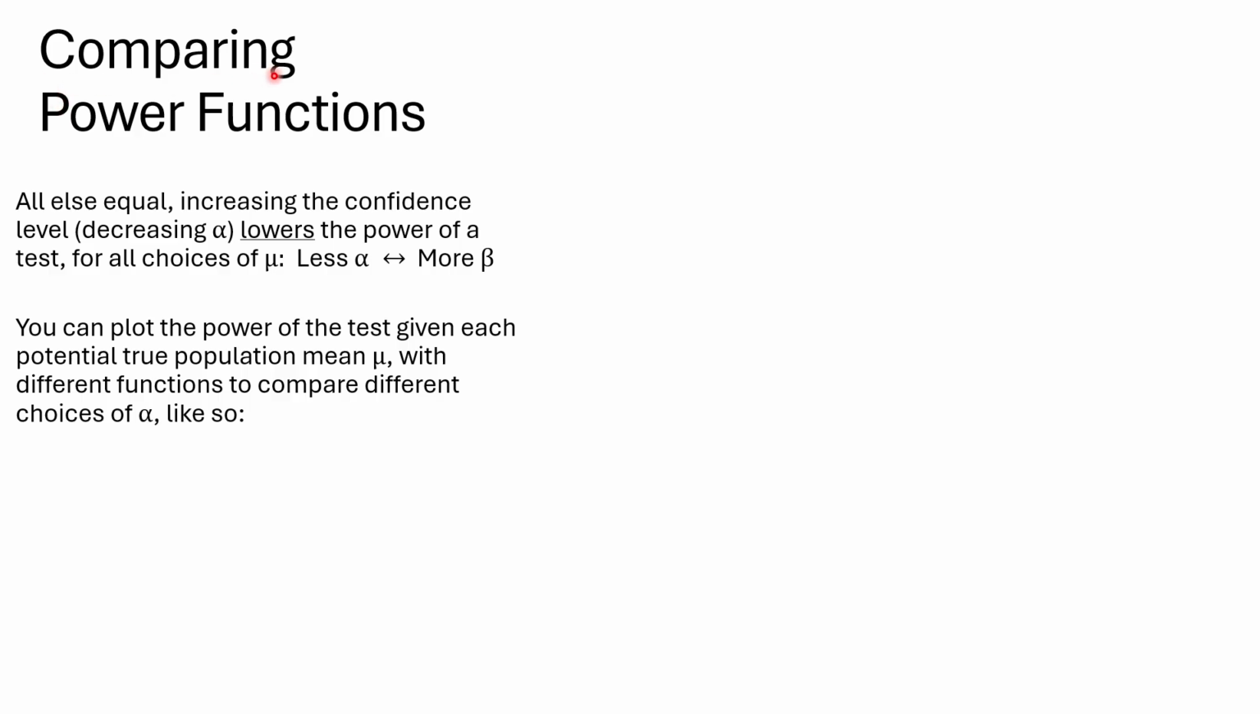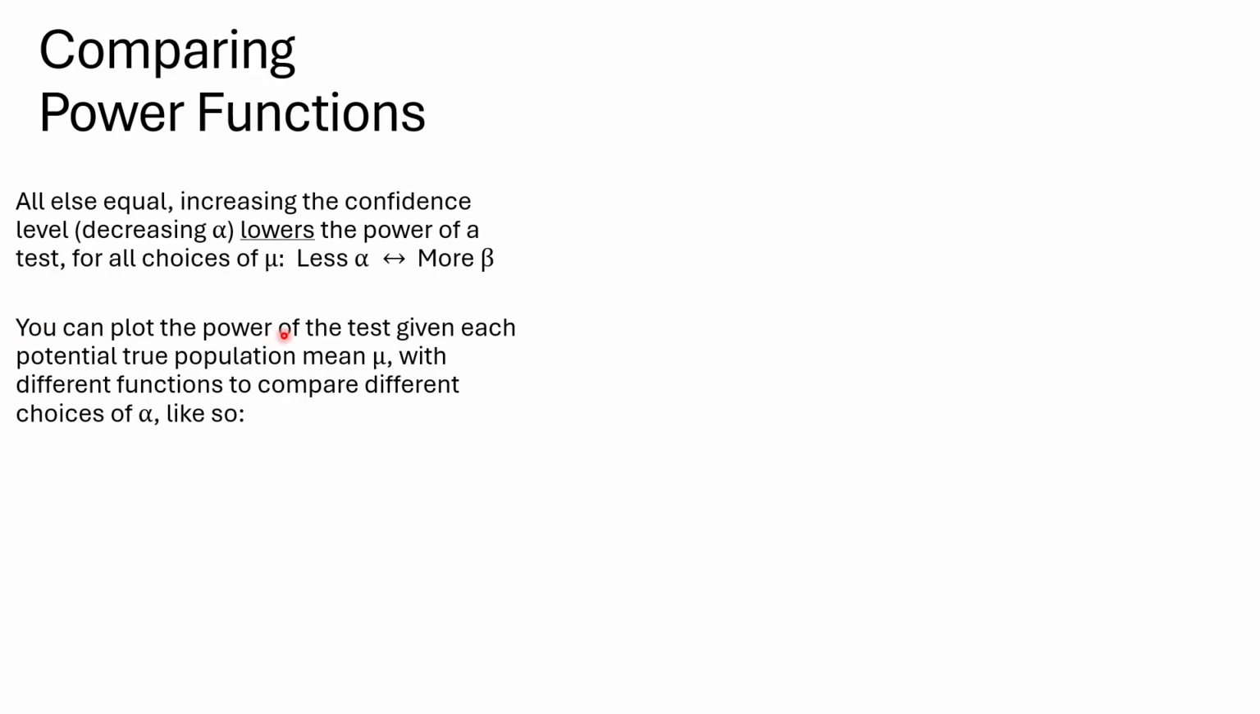Now, I'd like to point out something I think is quite interesting. We can also compare power functions for different choices of configurations. So, all else equal, meaning the sample size is the same, the standard deviations for the individuals are the same, and so on, increasing the confidence level, which means decreasing the significance level alpha, lowers the power of a test for all choices of mu. So we have this bidirectional situation here. Less alpha means more beta, and less beta means more alpha. So as one increases, the other decreases, generally all else equal.